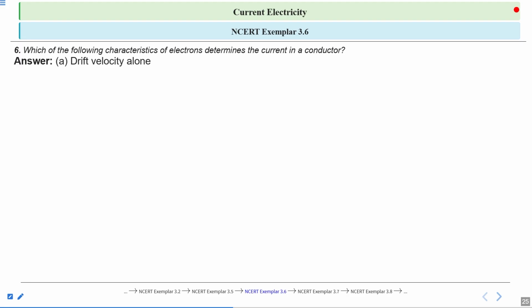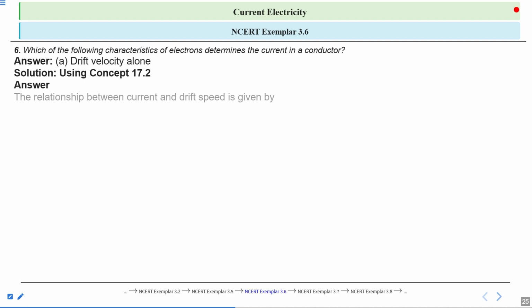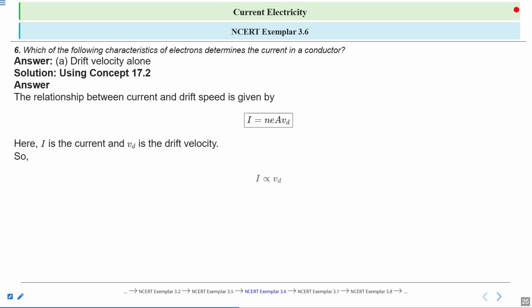So correct option is A, drift velocity alone. So using concept 17.2, let's see the answer. The relationship between current and drift speed is given by I equal to NEAVD, where N is number density of electrons, E is charge on the electron, A is area of cross section of the conductor, and VD is the drift velocity of electrons. So I is directly proportional to drift velocity here.